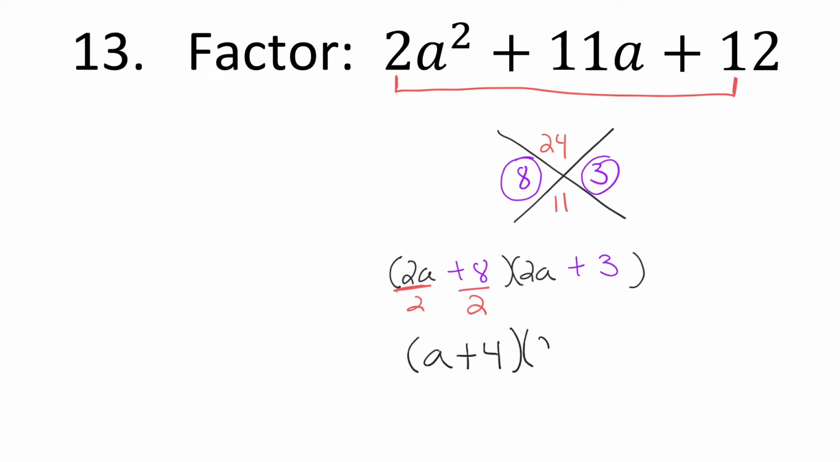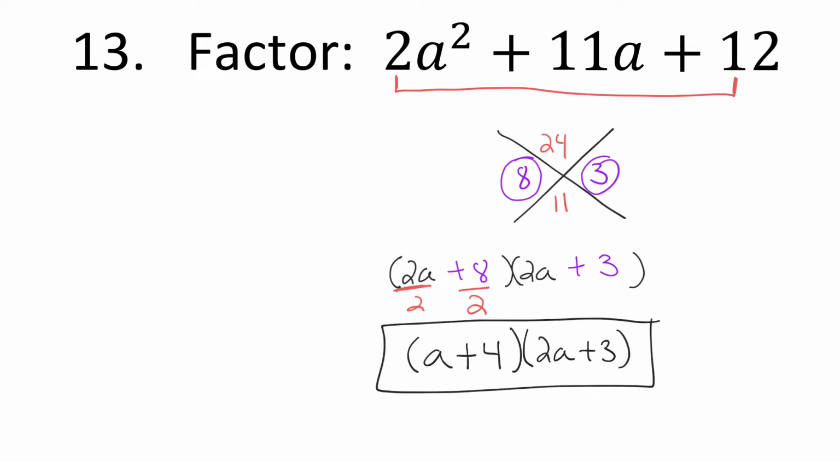And the second parenthesis will stay the same because you cannot divide. They don't have a common factor. So my two factors are a plus 4 times 2a plus 3. And again, the order doesn't matter. You guys can have the parentheses switched. Just make sure you check the signs, the numbers, and everything is the same. Check that everything is equal, and then you guys will be okay.